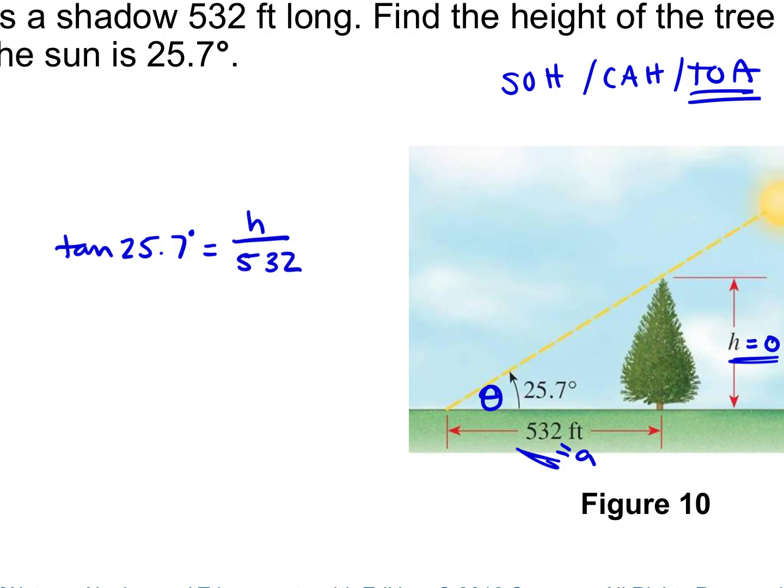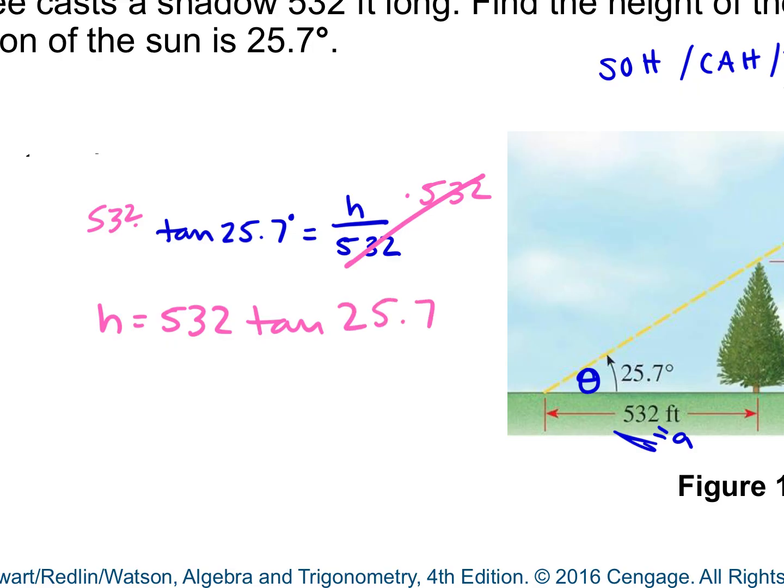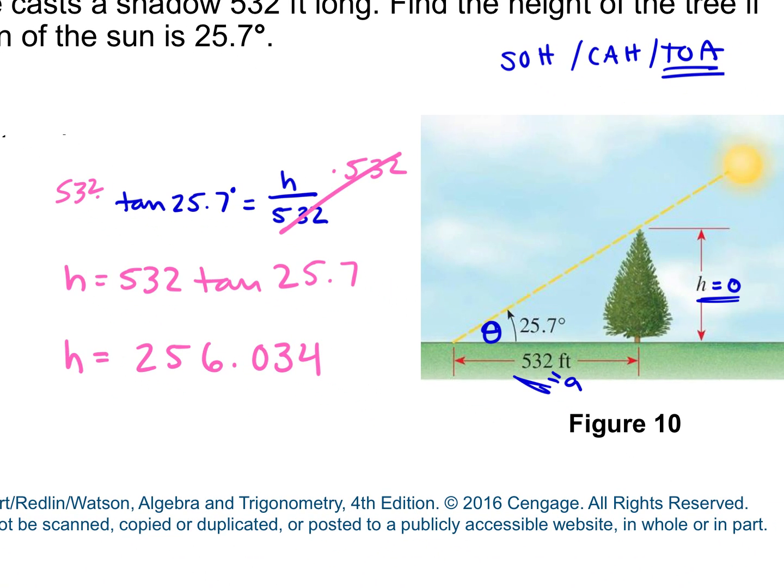How would we solve for H here? Multiply both sides by 532. It'll cancel out here, so we get H is equal to 532 times the tangent of 25.7. So let's put that into our calculator. 532 times the tangent of 25.7. So you should get for H 256.034. We'll keep it to 3 decimal places.